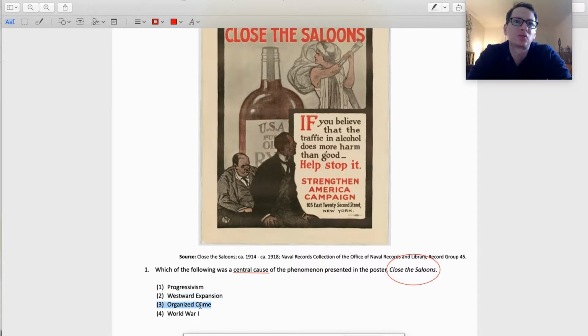Organized crime, it is related because we saw in this lesson how organized crime did grow after the start of prohibition. However, and this is something they do all the time, this is the opposite. This is an effect of the idea in this poster, not a cause. So it's a good thing we underlined the words central cause to make sure that we're on the right path. World War I was from this general time period, but again, I'm not seeing any clear connection between that and this image, so it looks like progressivism was the best choice.